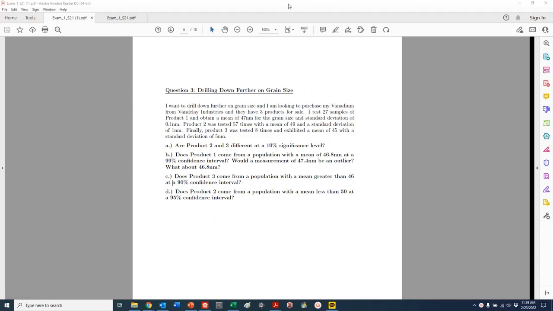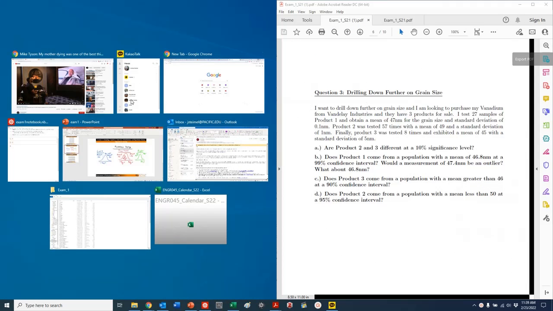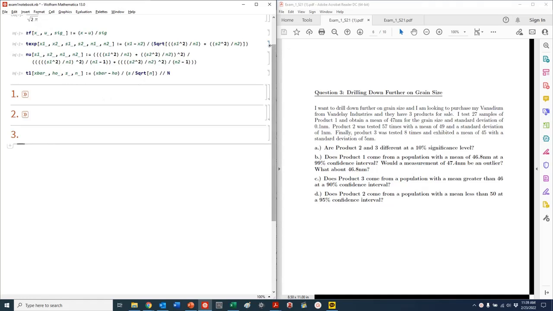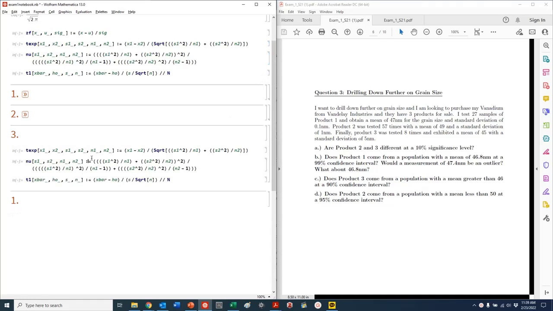All right, and we are on to problem 3, and let's go ahead and do some hypothesis testing. We cleared our notebook, but I'm going to bring in some functions that I'm going to need in order to start to solve this problem. Let's go ahead and evaluate these. Let's start to list out some variables.